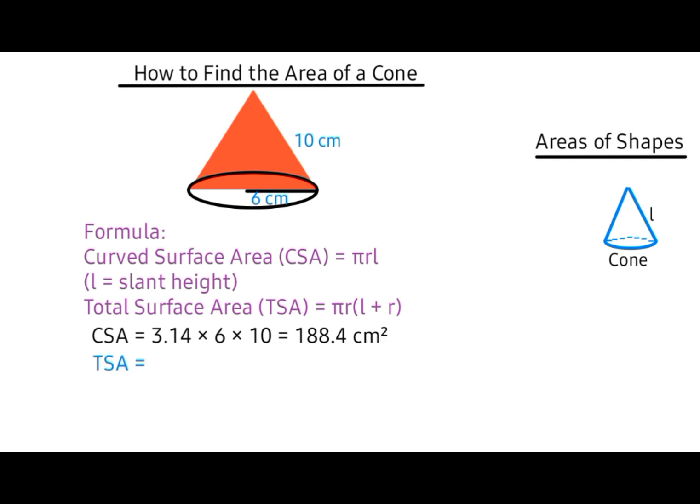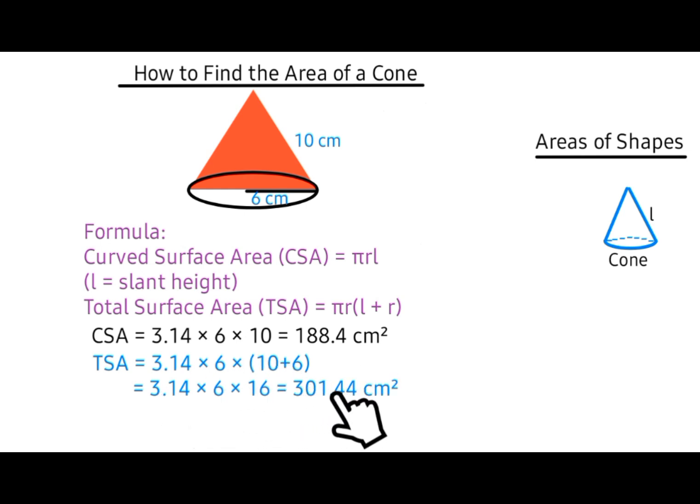Now let's calculate the total surface area. We have pi multiplied by r 6, then l 10 plus r 6. So we have 3.14 multiplied by 6 multiplied by 10 plus 6 gives 16. 3.14 multiplied by 6 multiplied by 16, 301.44 centimeters square.